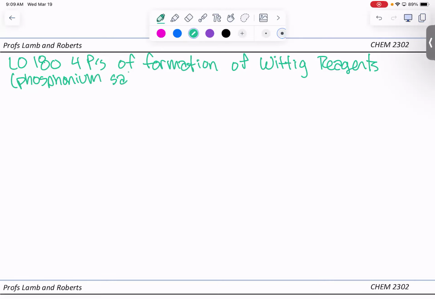We haven't dealt with phosphine a lot, but that is element number 15. It's right under nitrogen. So much like nitrogen, it likes to have 3 bonds to it and a lone pair of electrons for the most part in its ground state. So we're going to make these phosphonium salts from phosphines and alkyl halides.